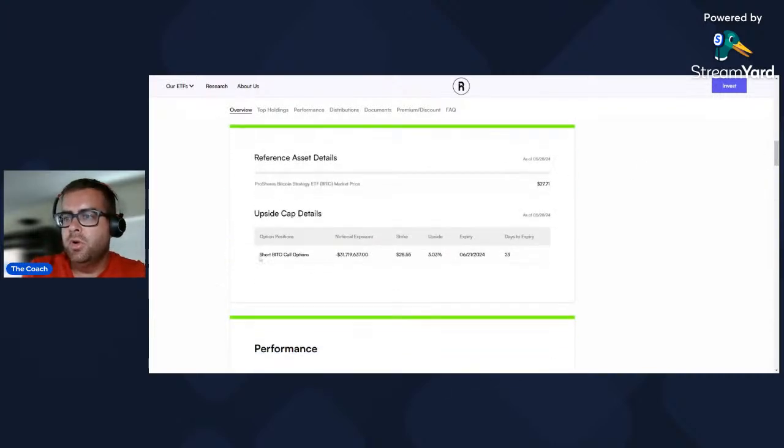And you can see their short BITO call options. That's the exposure. That's the details on the actual option there.